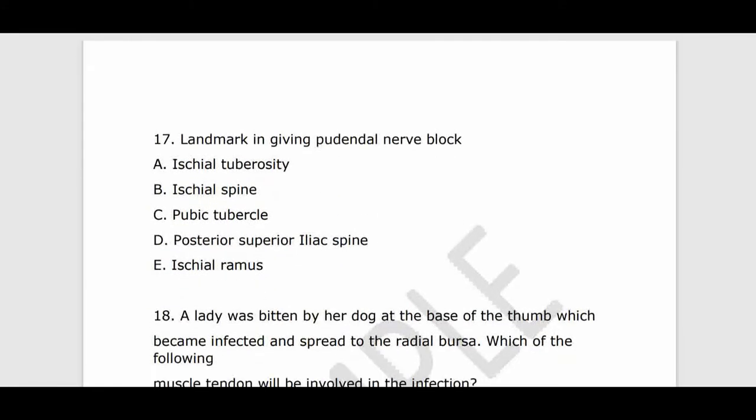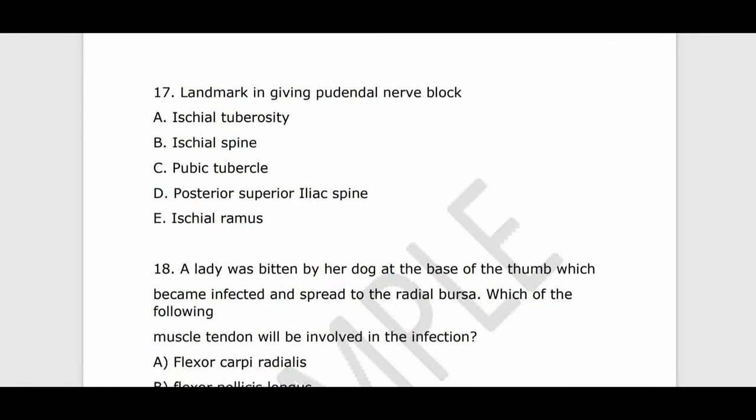Okay, question number 17, landmark in giving pudendal nerve block. The landmark is the ischial spine, and this is because it can be palpated both per vagina and per rectum. But the more common place you are doing pudendal nerve block is in the female patient, and it's usually palpated per vagina, and then you can block the nerve there.